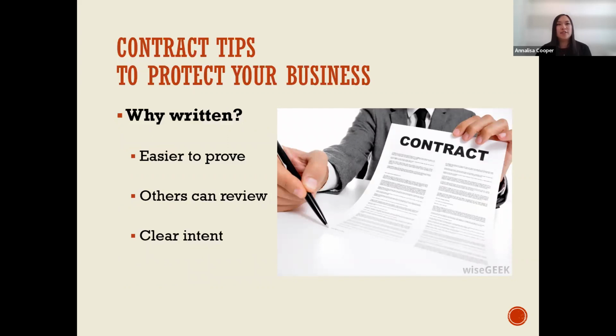So why should the contract be in writing? It's easier to prove. So if a contract dispute arises, which we hope never happens, but if it does, and you have to go to court, if a judge has a contract in front of him or her, it's easier to determine what the parties intended when they agreed to the contract and what terms they were thinking about and what each party's obligations were. If it was an oral contract, then you have to go through the whole, they said this, I said this, and it's harder to prove in court.